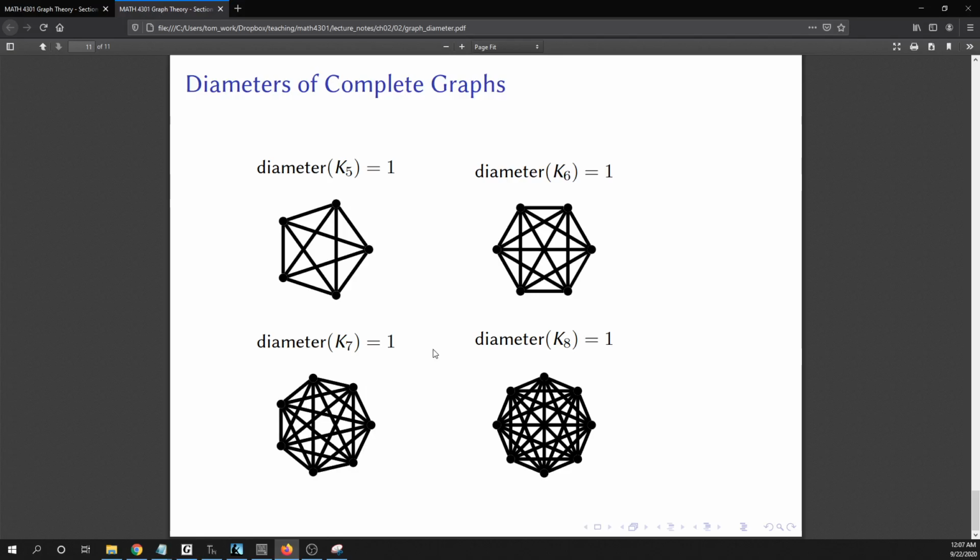All right, and that is it on distance and diameter. You will need to use that in the homework problem. All right, that's it.